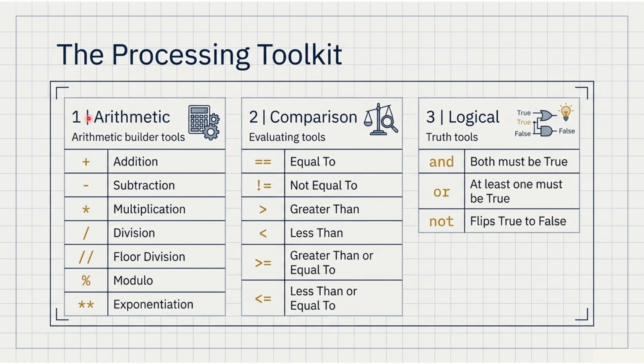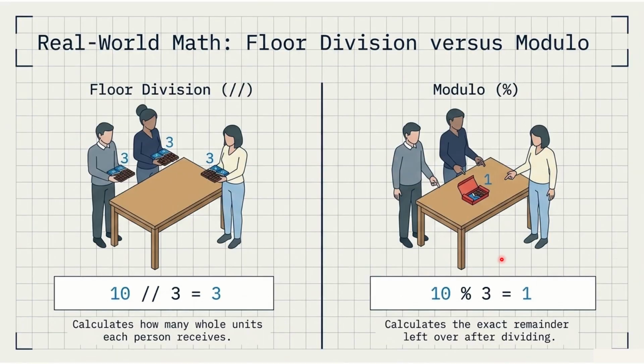Now the processing toolkit. These are the operators. The arithmetic operators are the builder tools. They perform simple calculations like addition, subtraction, multiplication, division, floor division, modulo, and exponentiation. Now comparison goes to equal to, not equal to, greater than, less than, greater than or equal to, and less than or equal to. And logical operators are and, or, not. Now this is one of the examples.